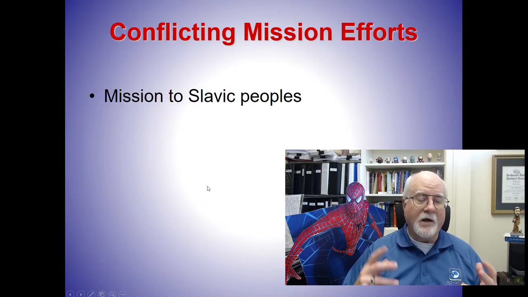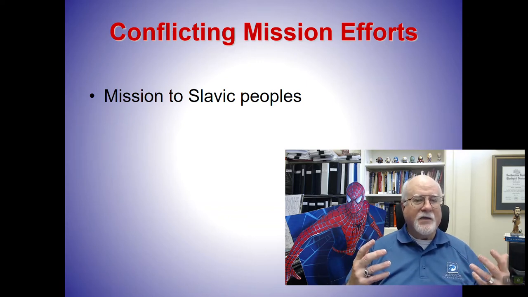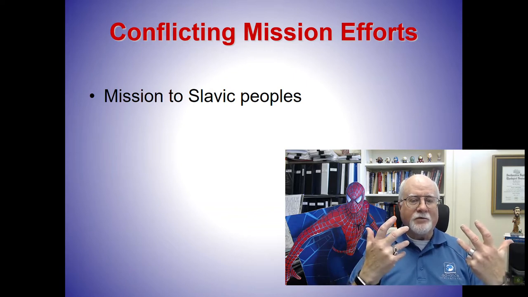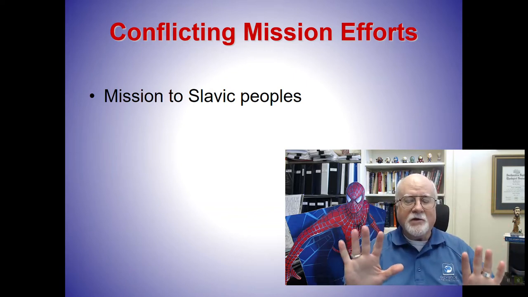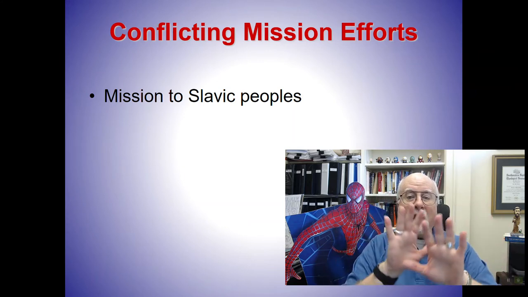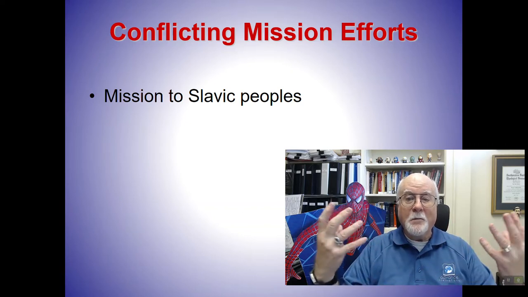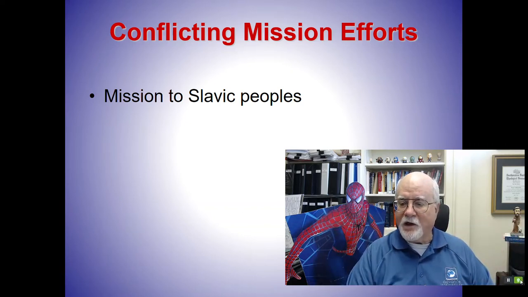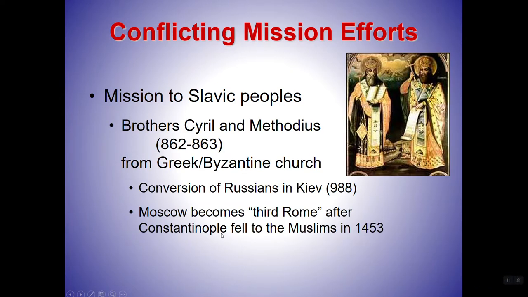Well, there was another conflict of a much more practical nature, and this came about with the mission to the Slavic peoples. In between the West and the East, there was this region of the Slavic tribe, and they became interested in Christianity, and so missions came to the Slavs from both the West and the East. From the East, the brothers Cyril and Methodius had a tremendous influence on the Slavic peoples. In fact, they created the alphabet by which they could write out a translation of the Bible. And so even today, the Cyrillic alphabet is named for Cyril.